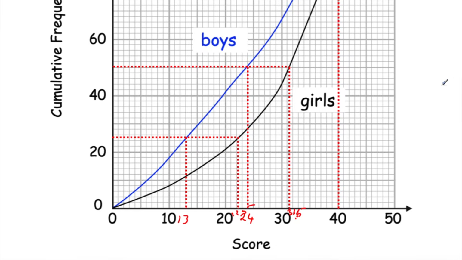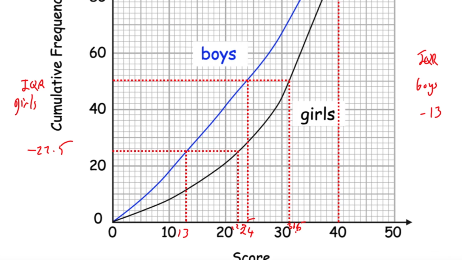Okay, so for the boys' IQR, we're going to do the upper quartile, take away 13. For the interquartile range for the girls, we're going to do their upper quartile, take away 22.5. So something, take away 22.5.